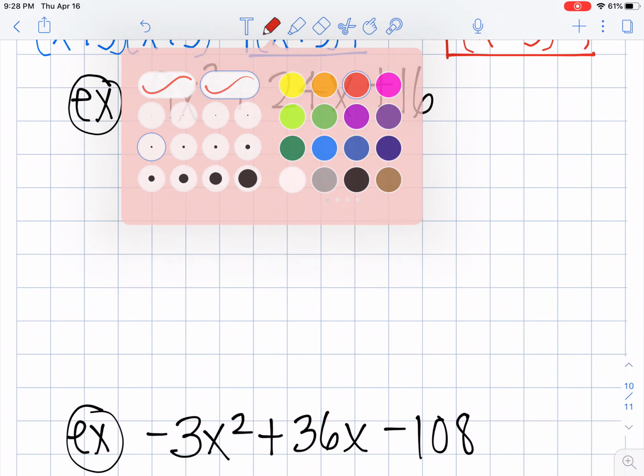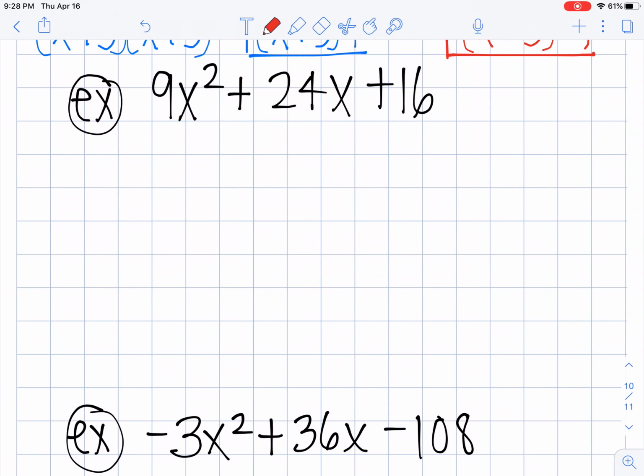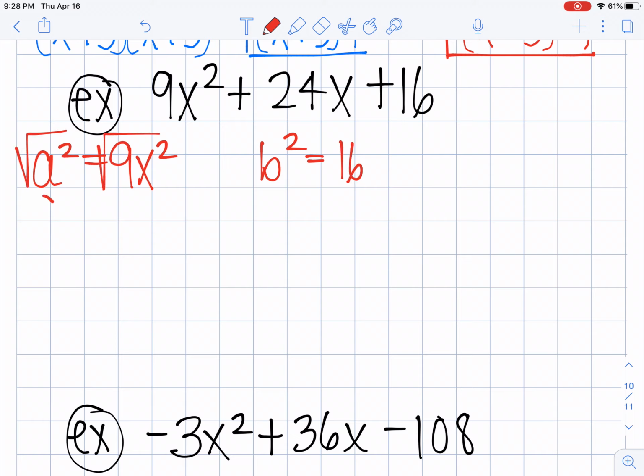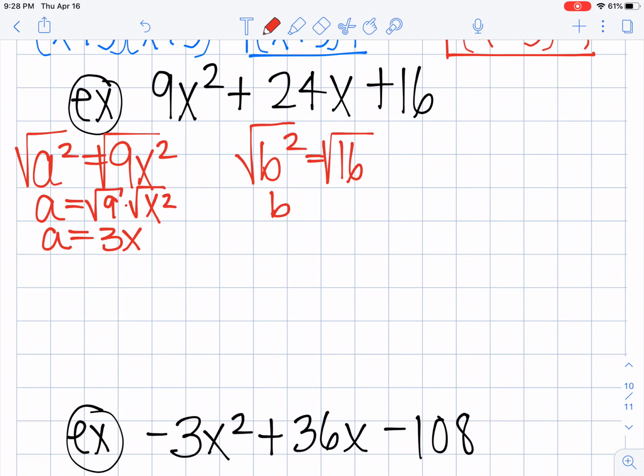So let's try another one that's a little bit more difficult. We'll go ahead and use the formula for this guy. So I'm going to take my a squared value and set it equal to 9x squared. I'm going to take my b squared value and set it equal to 16. I'm going to square root both sides. So I get a is equal to the square root of 9 times the square root of x squared, or 3x. If I square root both sides over here, I get b is equal to 4.